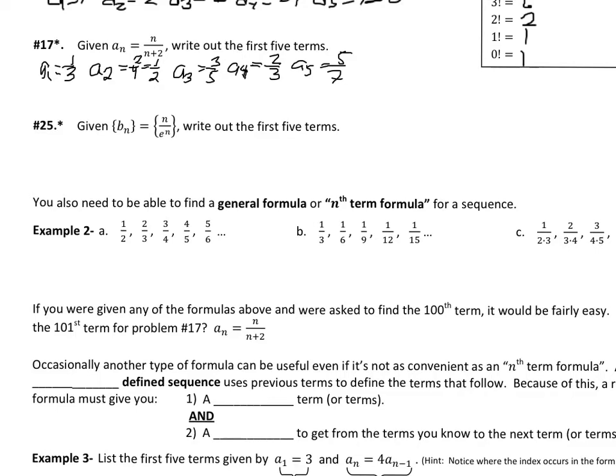Okay. All right, number 25 here. So B sub n is n over e to the n. B sub 1 is what?